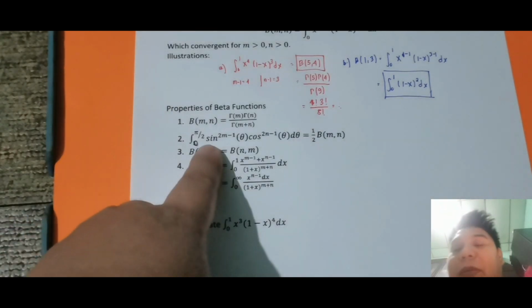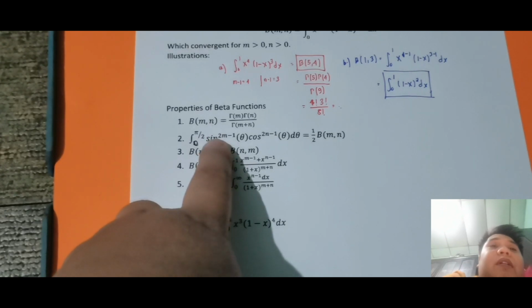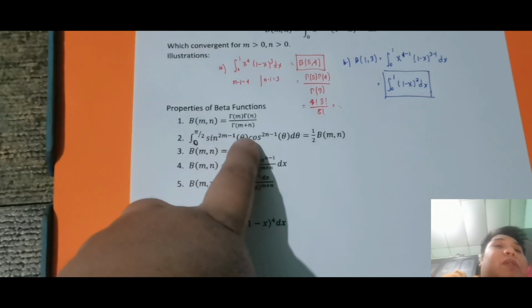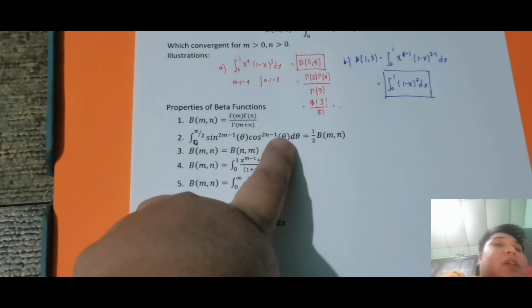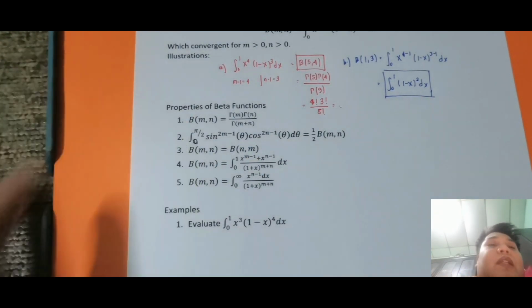Tapos yung sine, ibig sabihin yung sine naka-ratio sa 2m minus 1. So sir, paano ko mahanap yung 2m minus 1 dyan? Equate ko lang. Kunyari, 4 yan, 2m minus 1 equals 4. Tapos kung 7 to, 2n minus 1 equals 7 para makuha ko yung m and n. Ganun kasimple. Yan yung gagawin natin dyan.